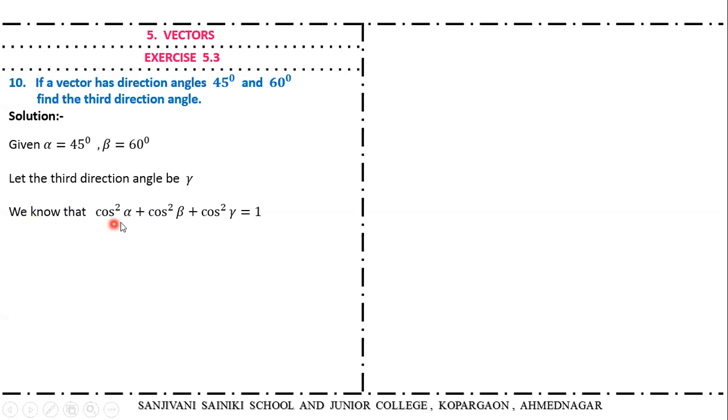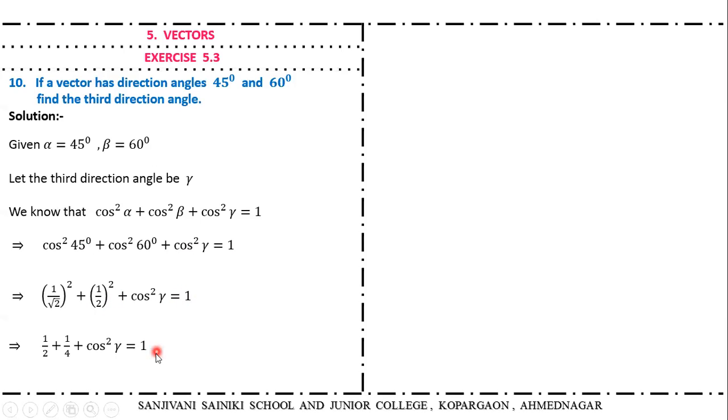So we have cos square alpha plus cos square beta plus cos square gamma is equal to 1. Put the values of alpha and beta. We get cos square 45 plus cos square 60 plus cos square gamma is equal to 1. So (1 upon root 2) square plus (1 upon 2) square plus cos square gamma is equal to 1. After simplifying, you will get cos square gamma is equal to 1 minus 3 by 4. That means cos square gamma is equal to 1 upon 4. That is, cos gamma is plus minus 1 upon 2.